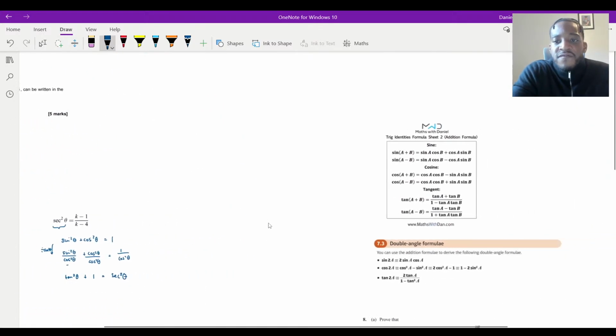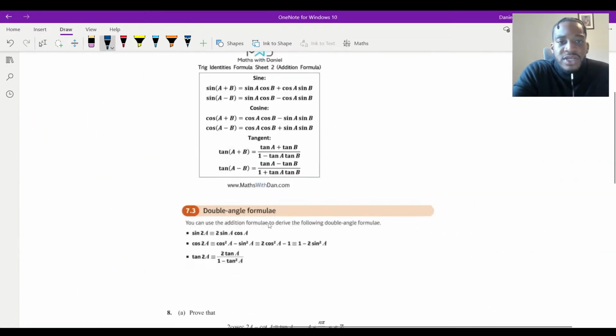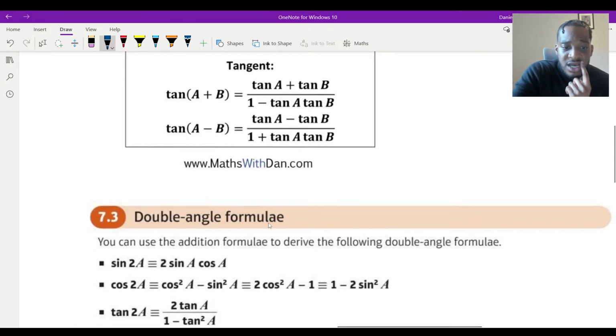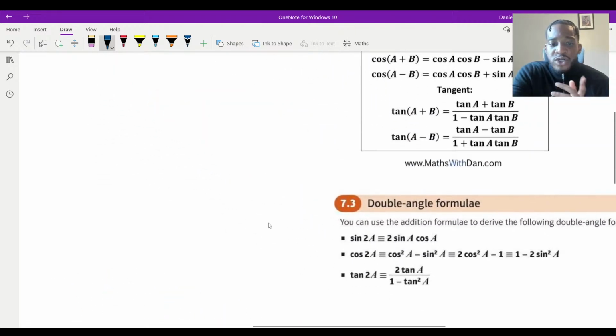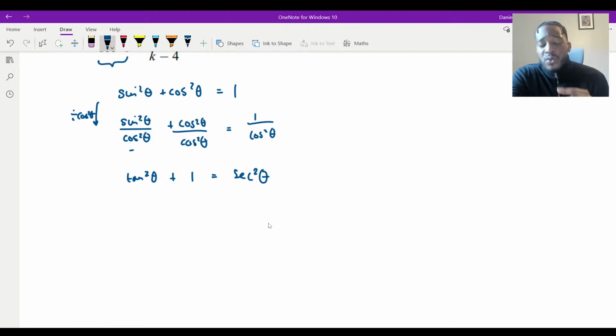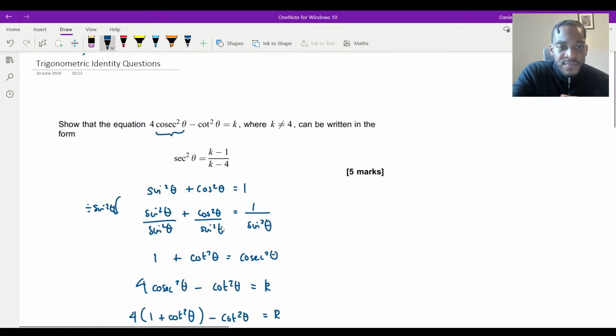So what I'll do as well, remember the formulas, guys. These are the formulas here. The additional formula didn't come up for Edexcel, by the way, so make sure you memorize these. You've got the double angle ones here as well. And also remember the way I derived the two Pythagorean ones, dividing by cos squared and then dividing by sine squared here.